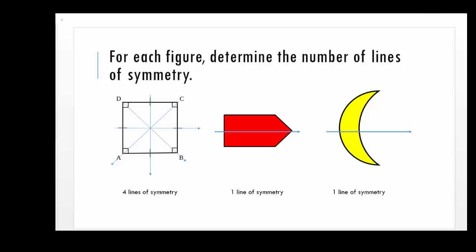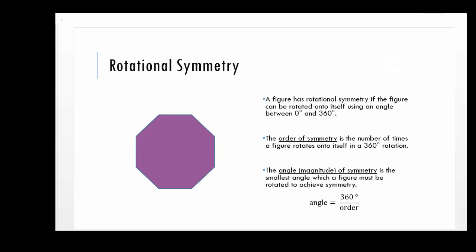So next we're going to move on to rotational symmetry. Rotational symmetry occurs by rotating a figure a specific angle that is found between 0 and 360 degrees. Each time that you achieve symmetry by rotation, we call that 1 order of symmetry. So we're going to start with this figure here, and we're going to rotate it until we get back to where we started and see what the order of symmetry is.